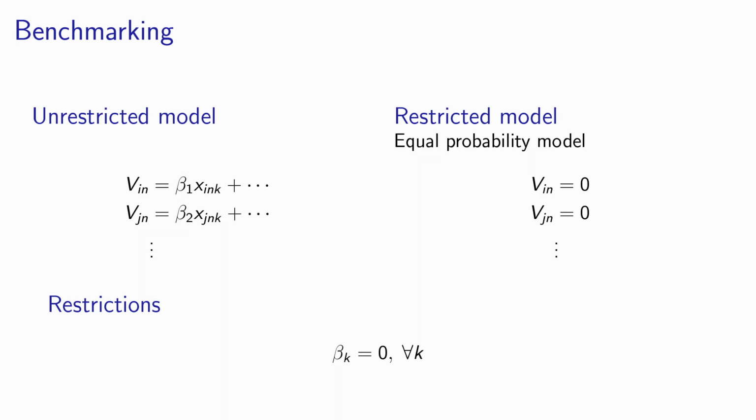And the restricted model would be a model with equal probability. So a model that basically assigns 0 to all deterministic parts of the utility and says that the choice which is made is purely random. It means that people, before they make a choice, throw a coin if they have 2 alternatives, or throw a die if they have 6 alternatives, and so on. So in this case, the restricted model is obtained from the unrestricted model by imposing the restrictions that all parameters are equal to 0. Okay, so this is the context where we would like to apply the likelihood ratio test.